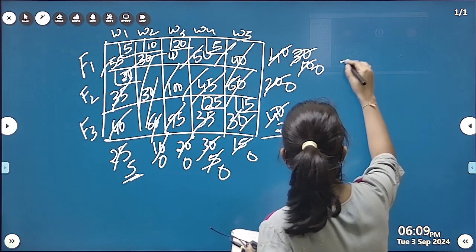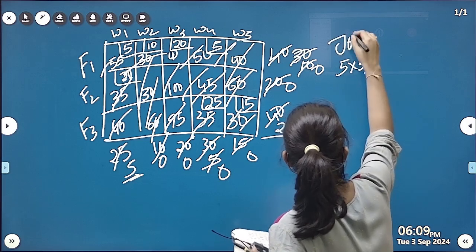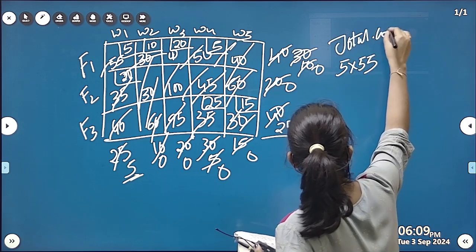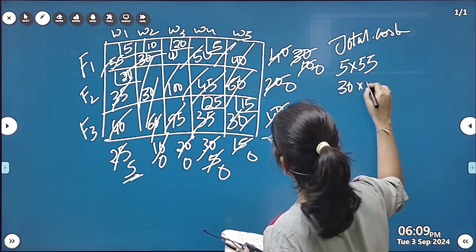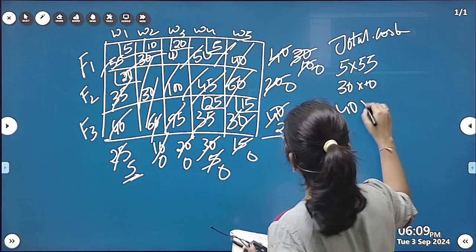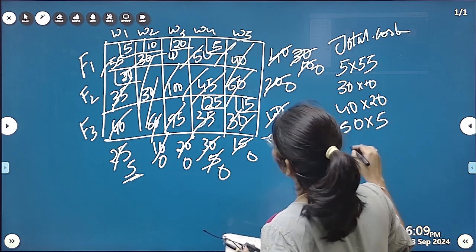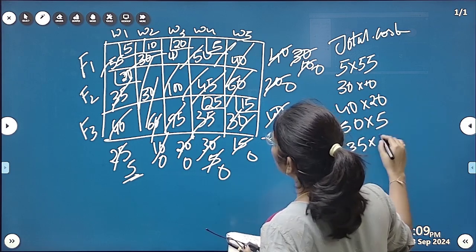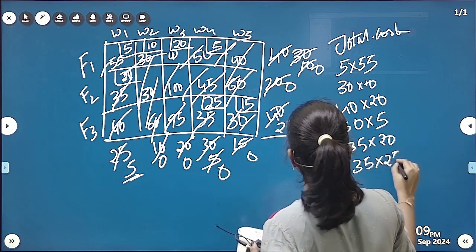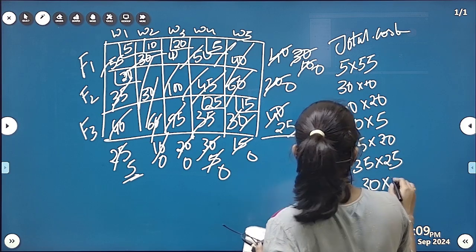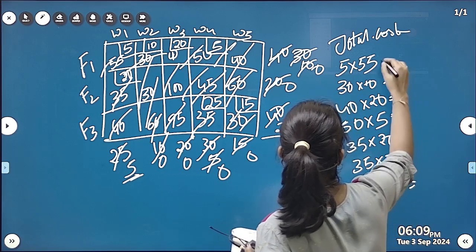If you are not clear, ask me. I will explain once again. So the total cost will be 5 into 55, 30 into 10, 40 into 20, 50 into 5, 35 into 20, 35 into 25, 30 into 15. So tell me the total cost.